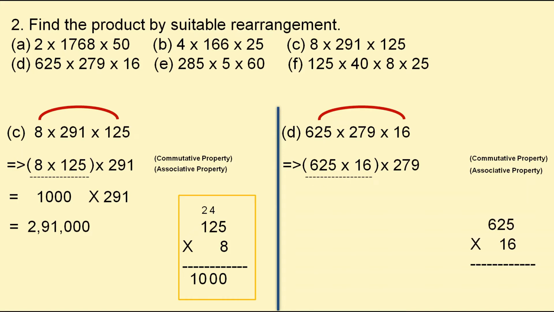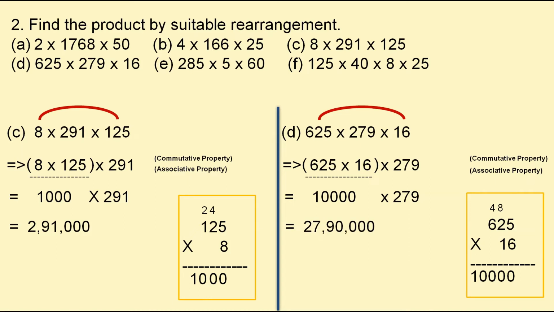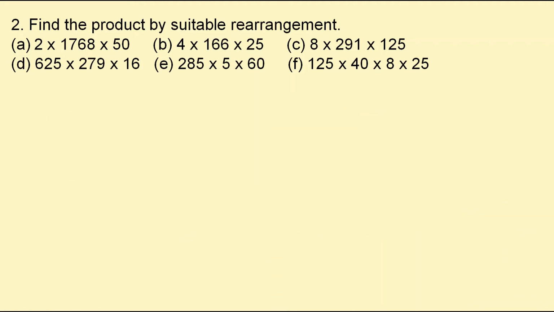625 into 16. 16 5s are 80, so 8 is on carry. 16 2s are 32 plus 8 is 40, so 4 is on carry. 16 6s are 96 plus 4 is equal to 100. Okay, so the answer of 625 into 16 is 10,000. So the final answer of this equation is 27,90,000. Okay, now let's move to the fifth one, that is 285 into 5 into 60.